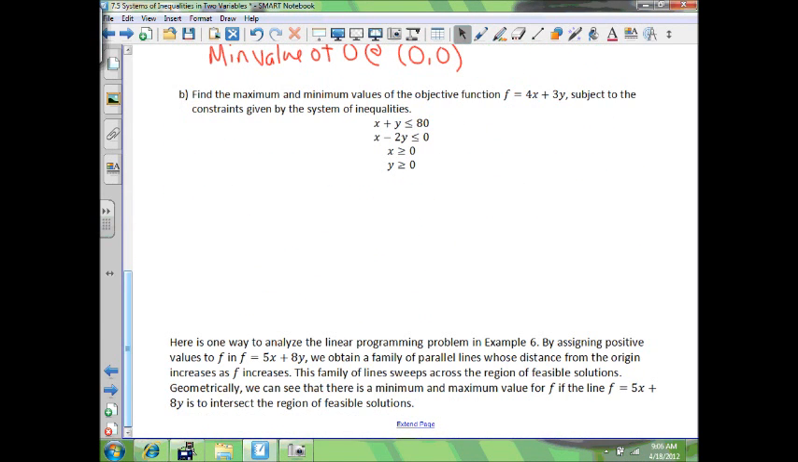Now moving on to B, we're pretty much doing the same thing here. We have y is less than or equal to negative x plus 80. Negative 2y is less than or equal to negative x. Now remember, when you divide by a negative, it's going to flip your inequality. So that's what we're going to have there.